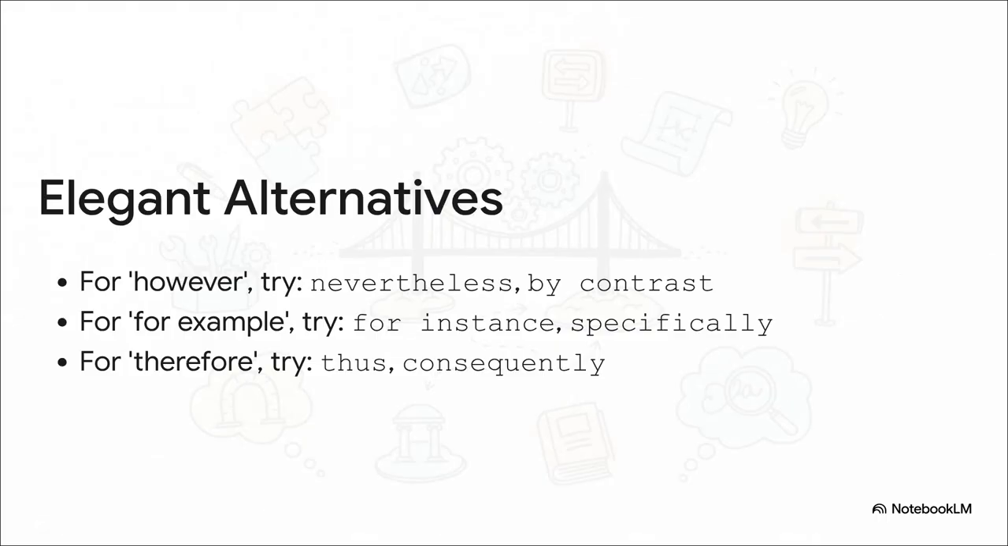And here's a pro tip to really elevate your style: grow your vocabulary. Don't just get stuck using however a million times. Rotate in some alternatives like nevertheless or by contrast. Instead of always defaulting to for example, try for instance or specifically. It makes the rhythm of your writing so much more engaging.